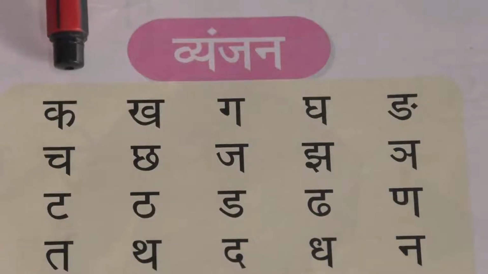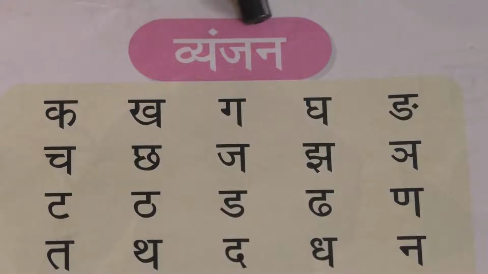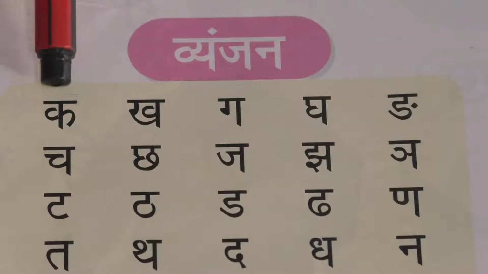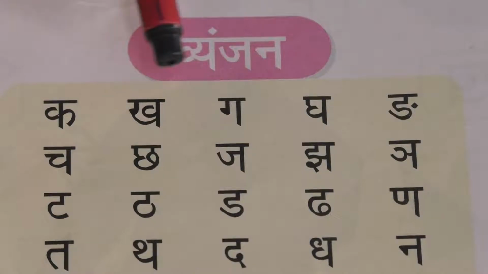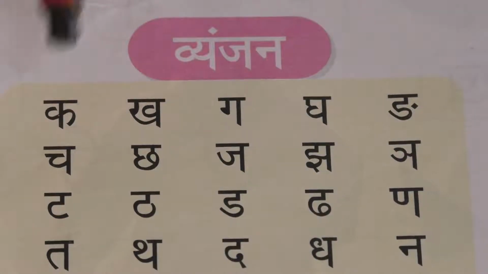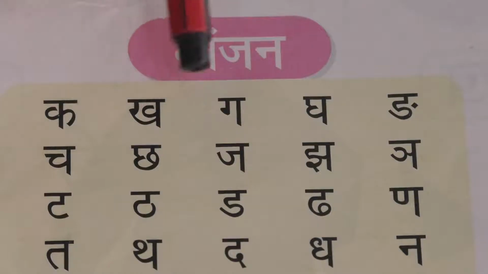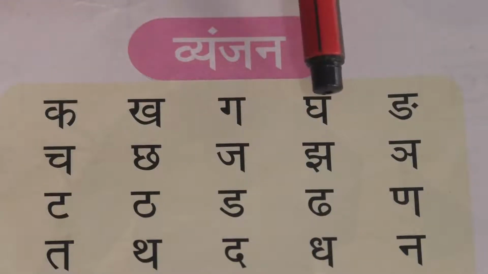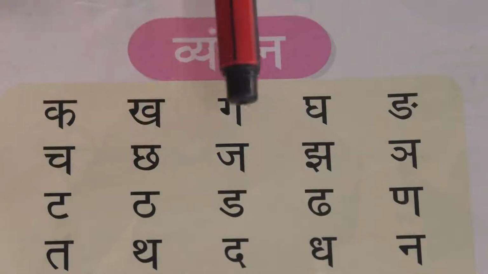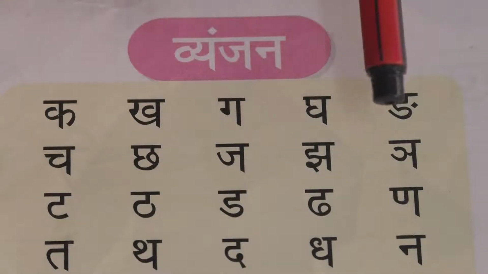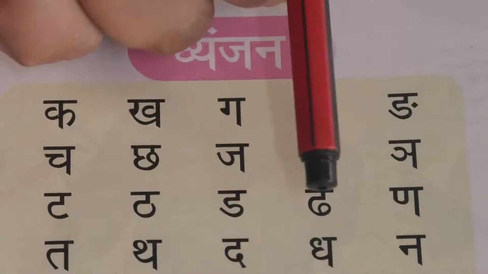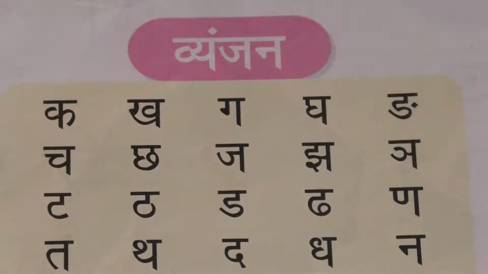So children, till now we have learned Vyanjan. What all Vyanjan we have learned? K, Kh, G, Gh, Ana, Ch, Chh, J, Jh, Nya, T, Th, D, Dh, N, T, Th, D, Dh, N.